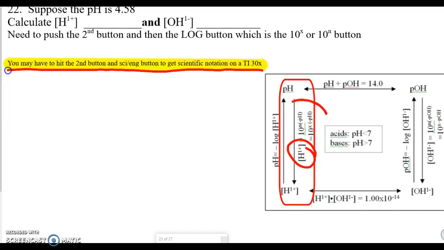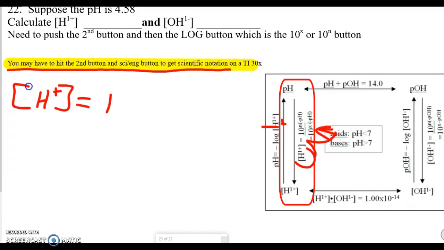And to do that, we're going to use either of these formulas depending on what button you have. You might have the 10^n button, you might have the 10^x button, but you should identify that on your calculator at this time. So the formula is the hydrogen ion concentration is equal to 10 to the negative pH. On the Texas Instruments calculators these days, it's the 10^x button, and on my calculator that is the second log button.